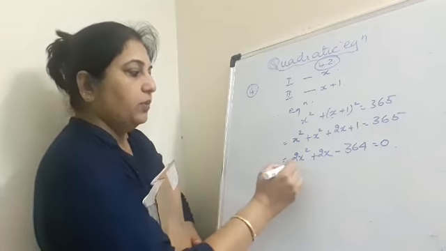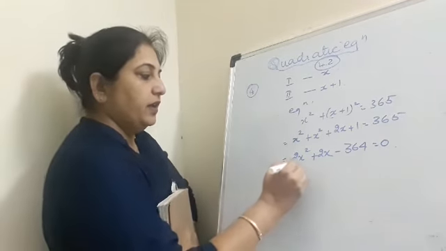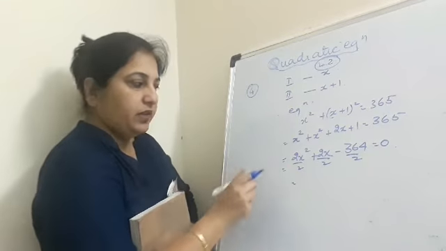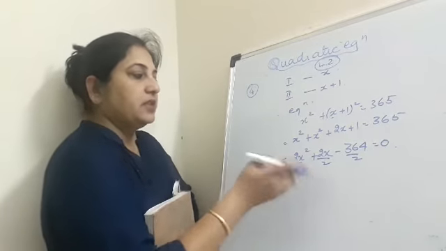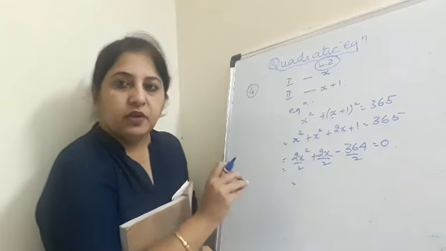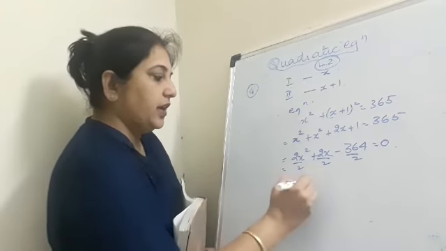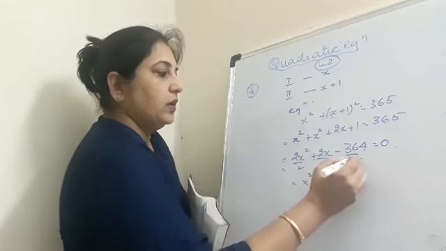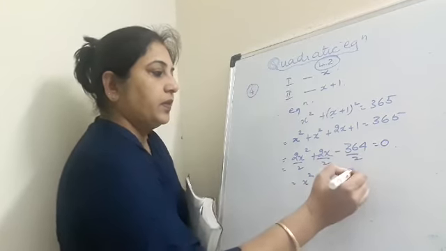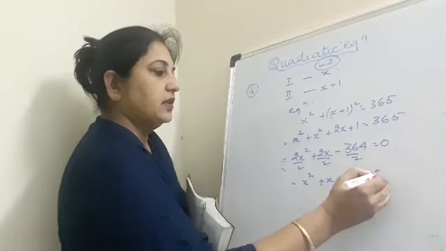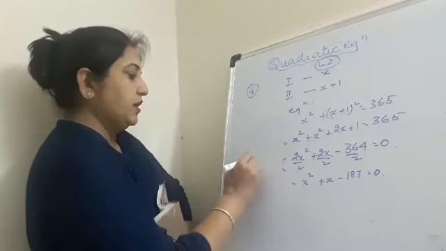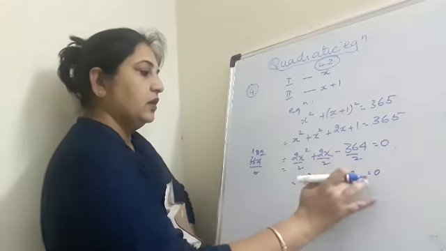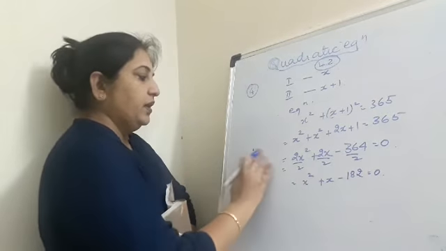So what we can do to make the equation easy, we can divide this equation by 2 and simplify it. We can solve with this also, but if we simplify it, it will be easy for us to find the factors. So here I get x square plus x minus 182 equals 0. One minute, let me check. 364 upon 2: 2 1s are 2, 2 8s are 16, 2 2s are 4. So 182.